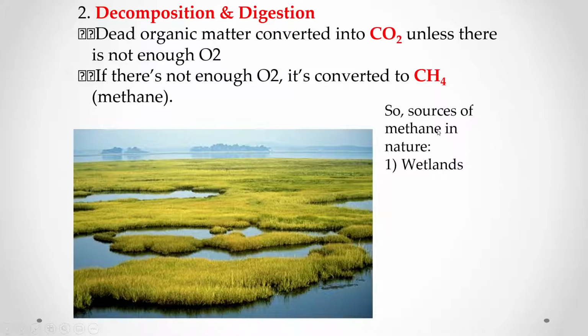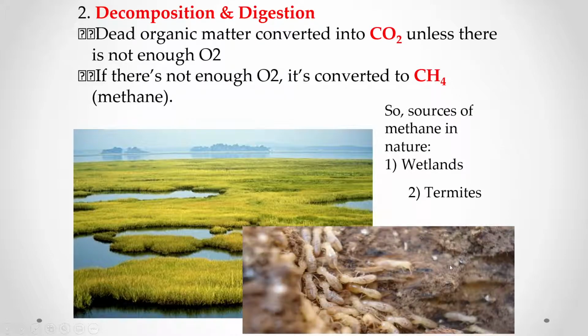So sources of methane in nature can come from wetlands. They can come from termites. Thank you, termites. And that's it.